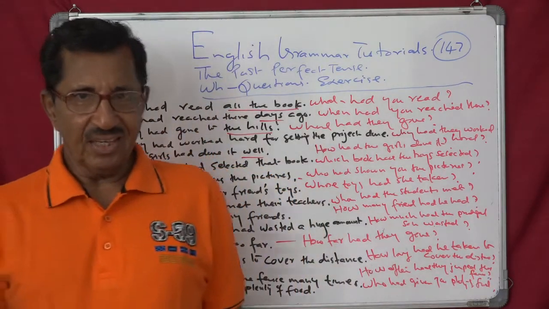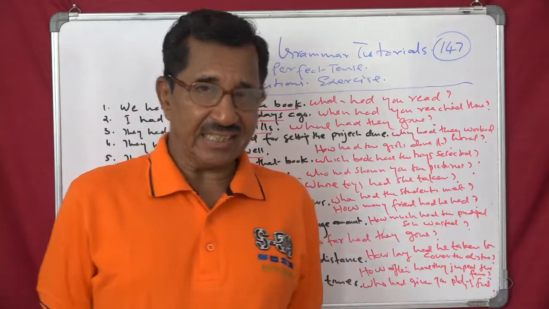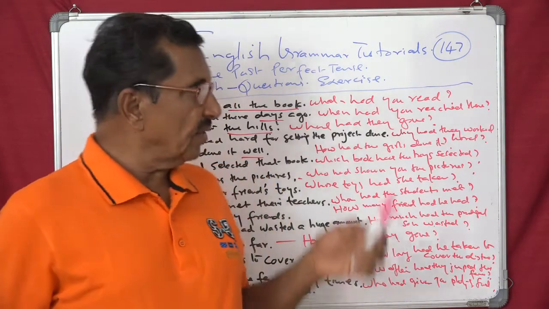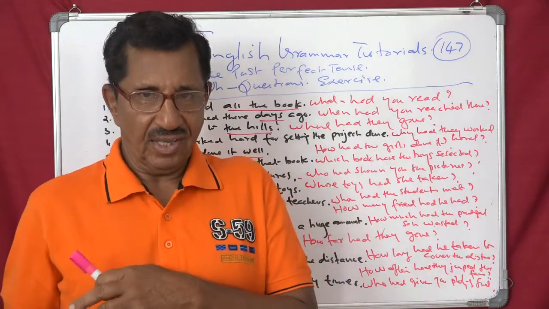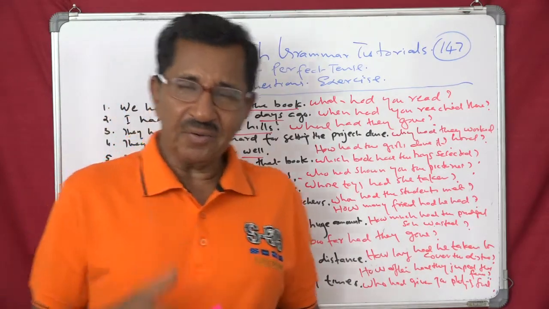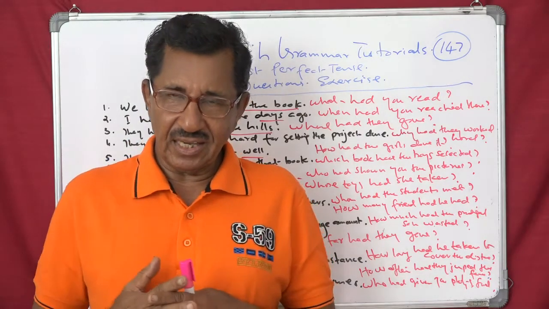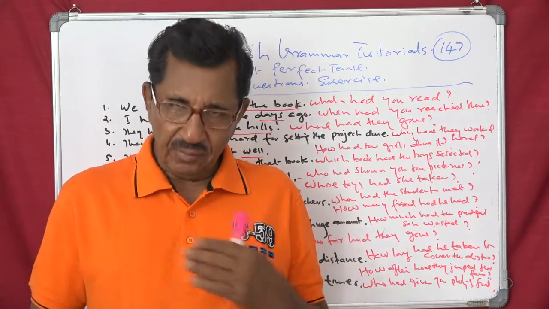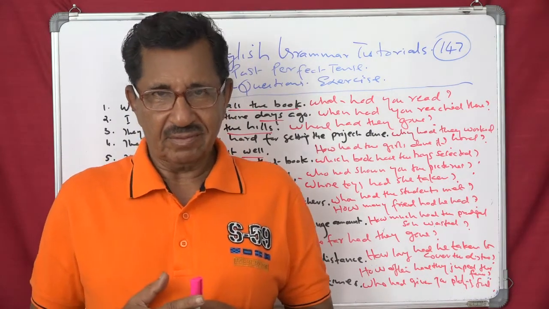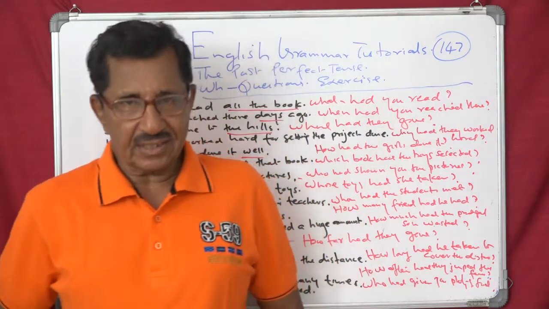Any doubt? If you have got any doubt, then you should go through 146. In 146 it is very well explained. Still if you have doubt, go to 145. Further doubt, go to 144. Then you will know how to make a statement into a yes or no question, and how to make a yes or no question into a WH question. Understand?